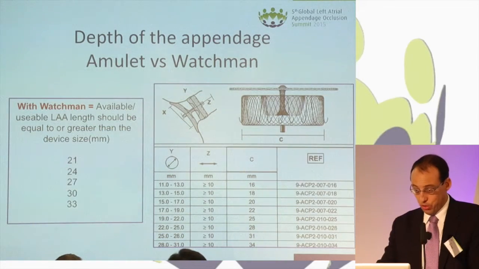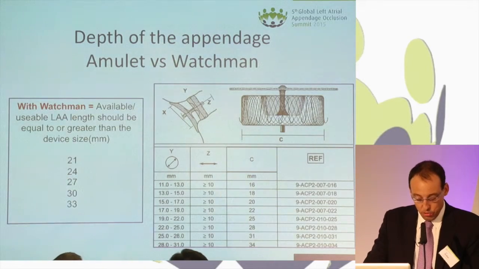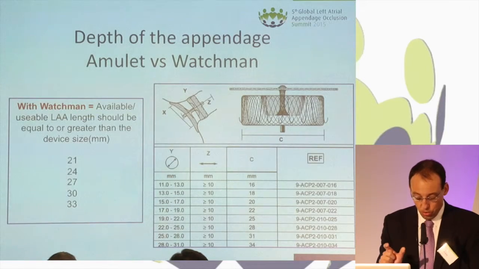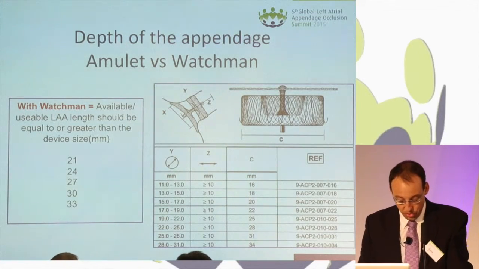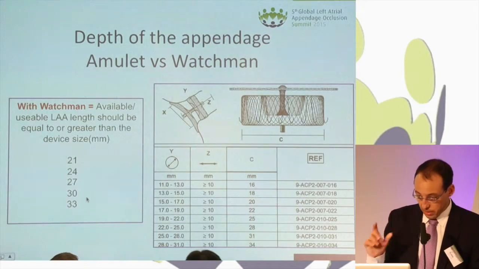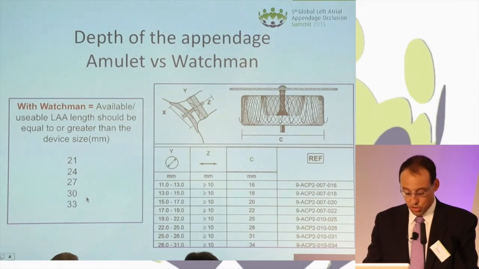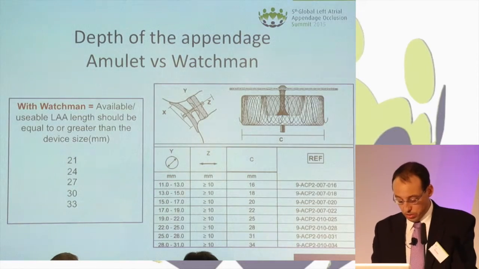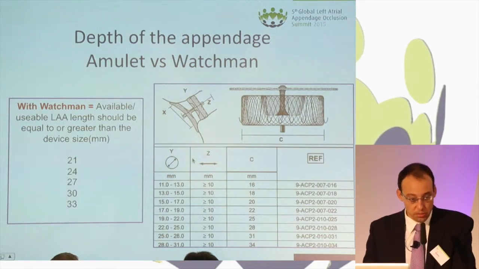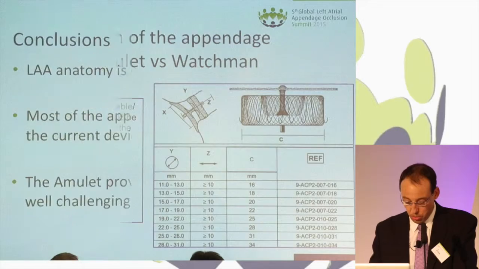Depth is also an important feature to consider for occlusion. As I mentioned before, the usable left atrial appendage length for the Watchman should be at least equal to the size of the device. So if you're using, for example, a 33 millimeter device, you need at least 33 millimeters of depth to put your device in place. So this is again a bit of a limitation of this device. For the Amulet, the depth that you require is only 1 centimeter, giving the opportunity to treat a shorter appendage.